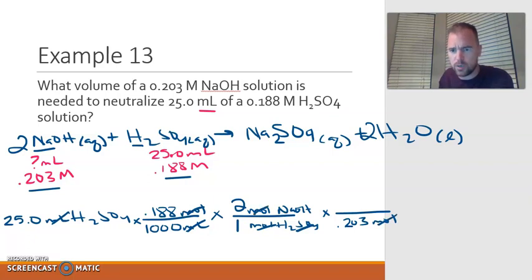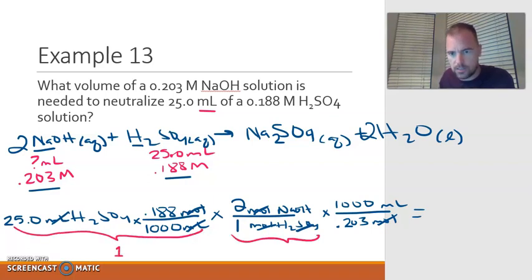There will be 0.203 moles for every 1 liter of solution, or in other words, 1,000 milliliters of solution. All right, so now we've got our setup here. Real quickly, I just want to show you, once again, I was telling you, but this was step 1 of stoichiometry. This is step 2, and then this is step 3. Okay, so there's our stoichiometry steps.